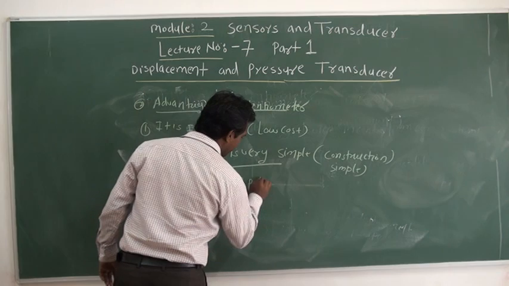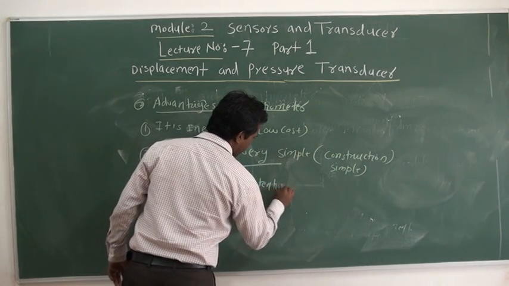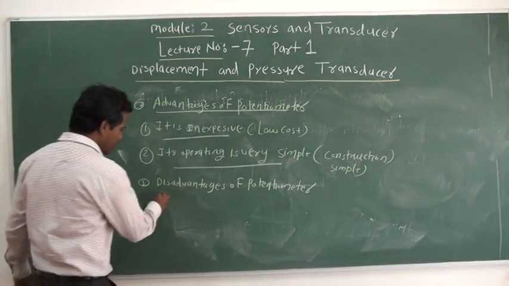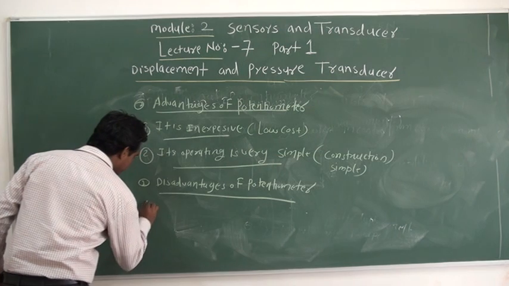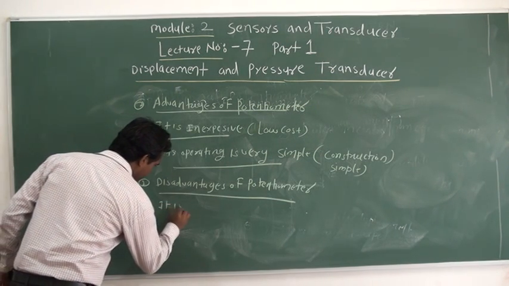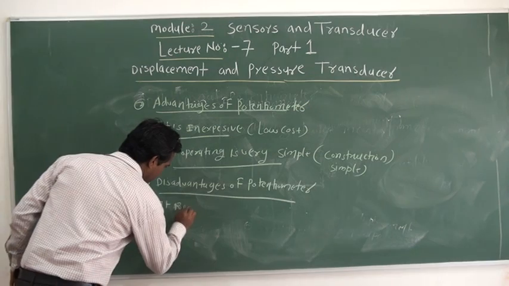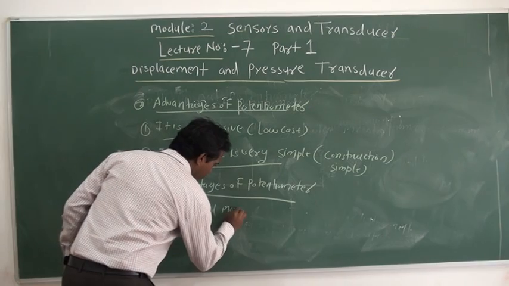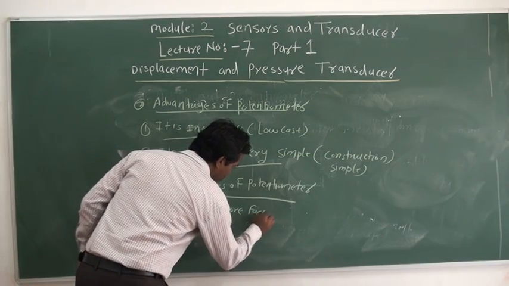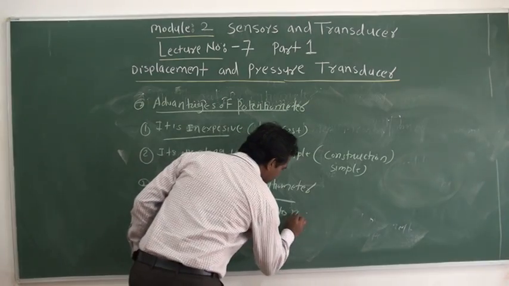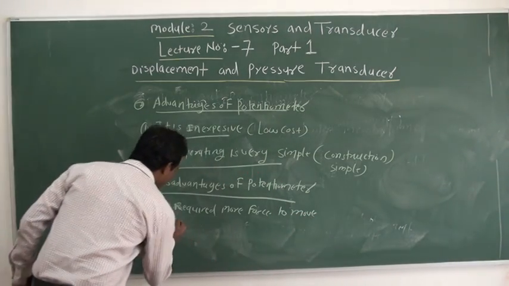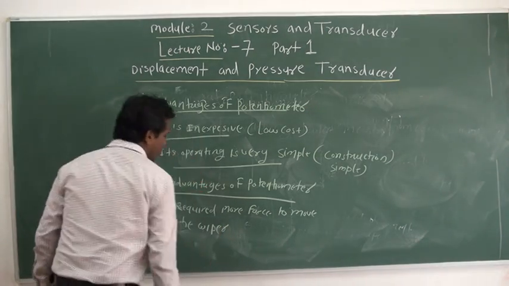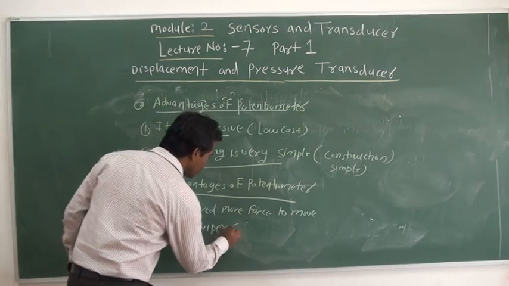And third, you can say the drawbacks or disadvantages of potentiometer. It requires more force to move the wiper. Wiper means there is a sliding contact.